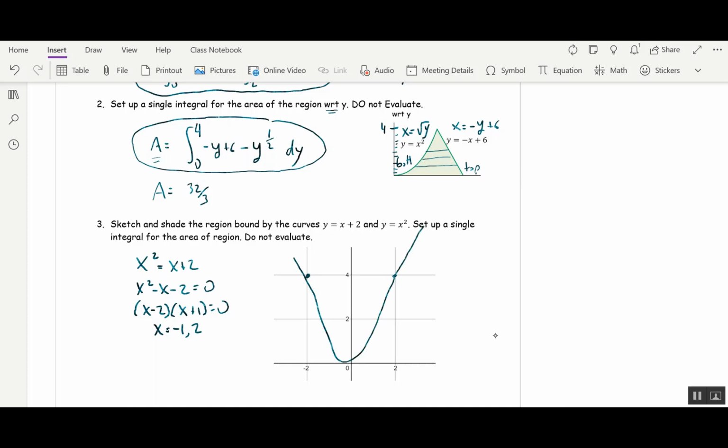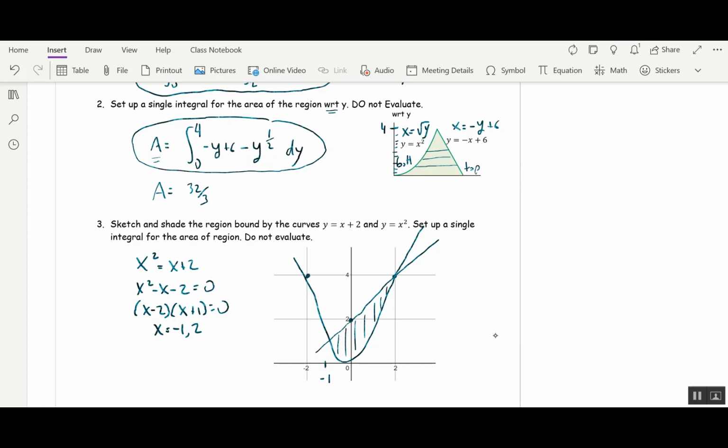And then the line y equals x plus 2, it's got slope 1. It crosses the y-axis here. It meets the parabola here, so it goes like that. And it also meets over here when x is negative 1. So this is my region. It's a single region, so I can evaluate the area with one integral.